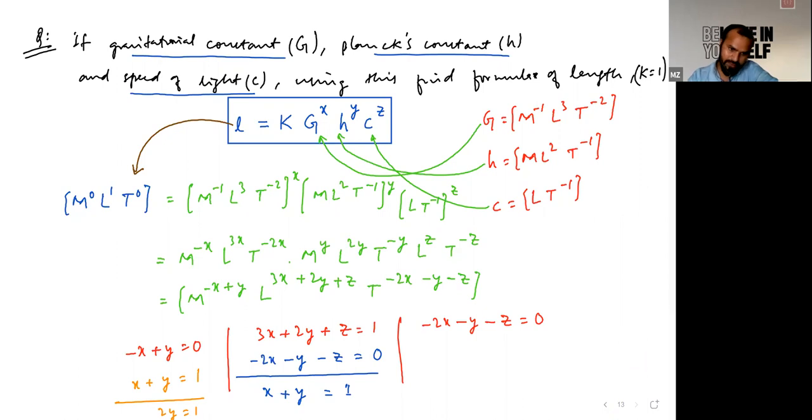Rishan, just check from this equation. Here 2y is equal to 1, so y would be nothing but 1 over 2. Put this particular value of y in this equation and try to find x. Now on putting the values of both x and y, you would find z.